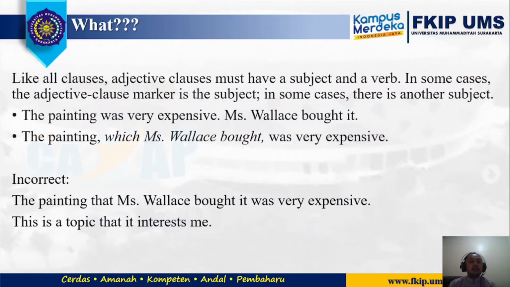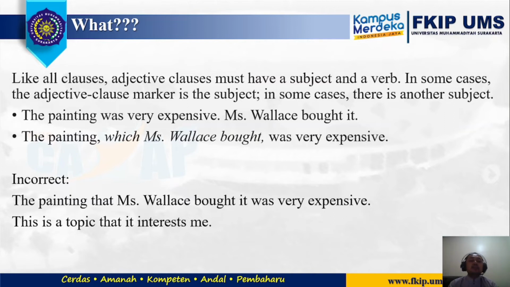And then let's take a look at another example here. In this example, we have: the painting was very expensive. Miss Wallace bought it. Of course, we can say it as: the painting which Miss Wallace bought was very expensive. It means that "which Miss Wallace bought" is explaining the painting. Maybe there are some errors that should be corrected. For example, here there is an incorrect statement using which: the painting that Miss Wallace bought it is very expensive. And: this is a topic that it interests me. Okay, can you see that these two sentences are incorrect?